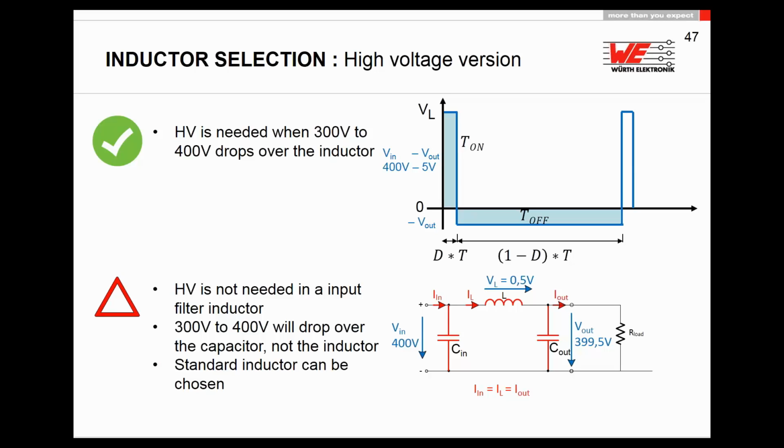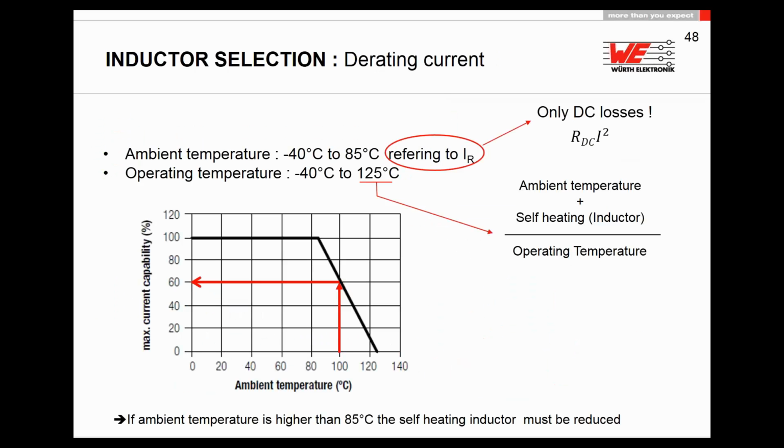If you use the inductor just for a filter, then you don't have to take care of a high voltage, because in a filter application, the voltage is applied to the capacity on both sides of the inductance. You will never have this high voltage. If you store energy in the inductance, you may have a switch here instead of this capacity, and then you will have exactly the 400 volts on the inductance, and then you will need the high voltage version. For a filter, not.